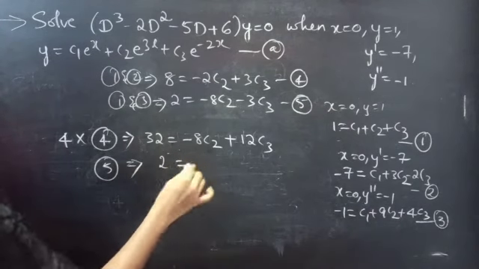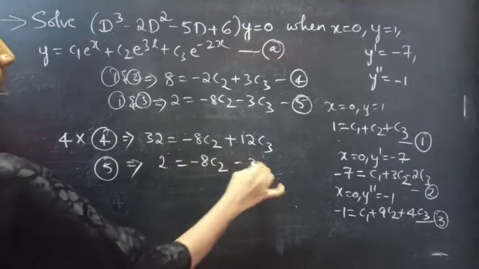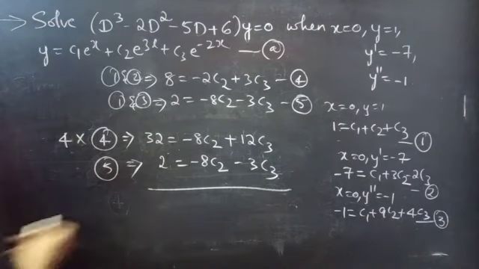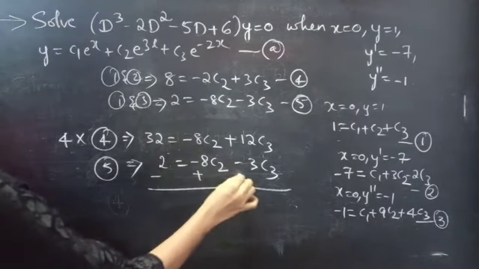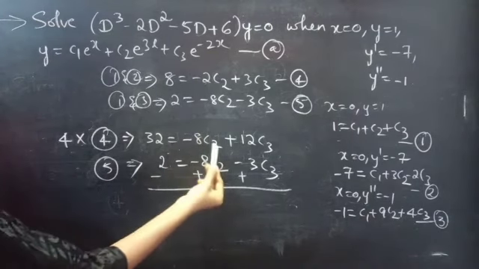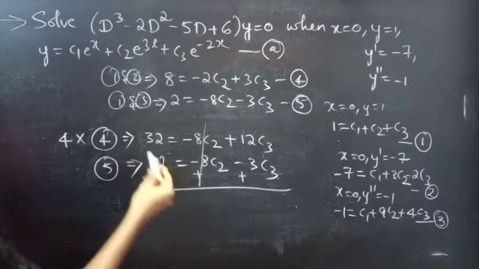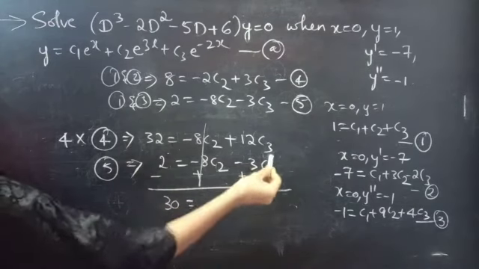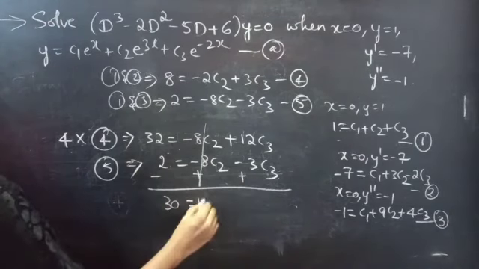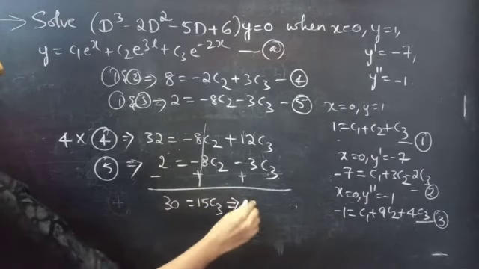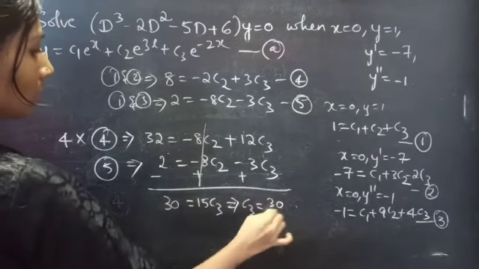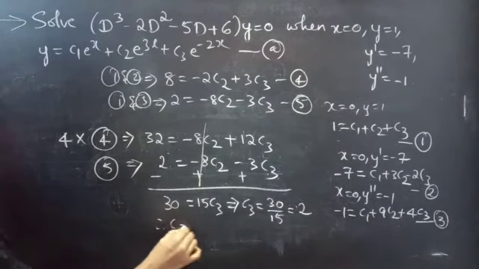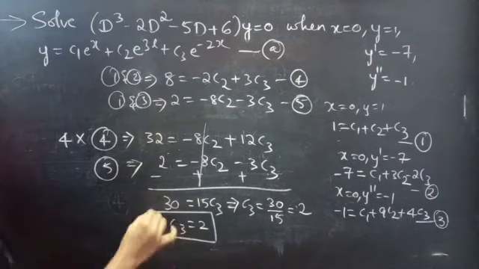Equation 5: 2 equals minus 8c2 minus 3c3. Now change the signs. Minus 8c2 plus 8c2 gets cancelled. 32 minus 2 is 30 equals 12c3 plus 3c3 is 15c3. So from this you'll get c3 equals 30 by 15, which equals 2. Therefore c3 equals 2.